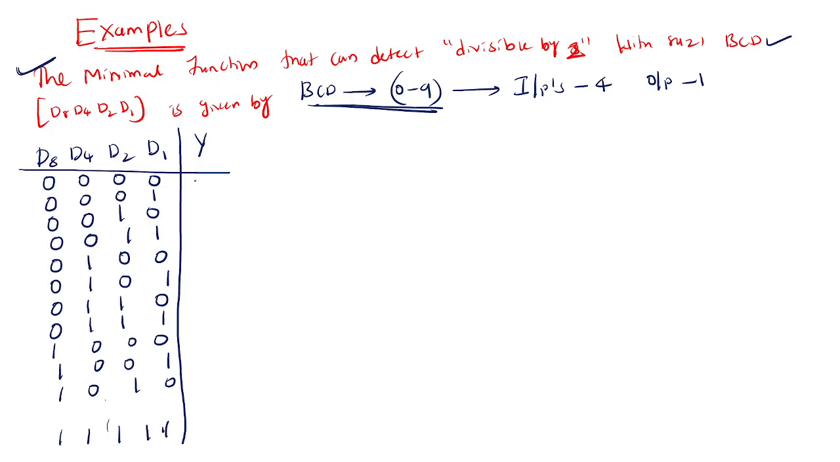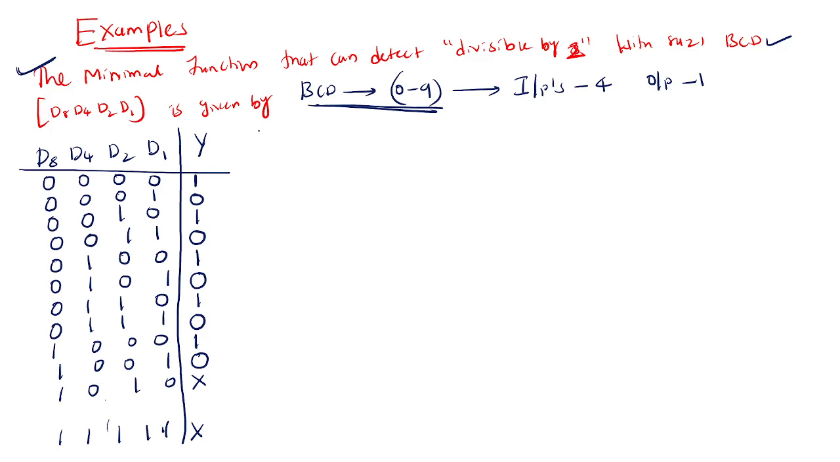So 0 is divisible by 2, so the output is 1. 1 is not divisible by 2, so the output is 0. 2 is divisible by 2, 3 is not, 4 is divisible, 5 is not, 6 is divisible. Whatever is divisible by 2, you write the output as 1; if it is not divisible, the output is 0. 8 is divisible, 9 is not divisible, and from here to here it is don't care, because for BCD those are not defined.